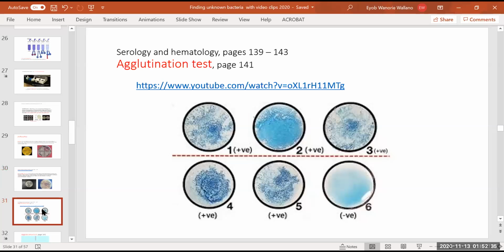Now, when we are coming to the agglutination test. Look now. The agglutination test, you have done this one.